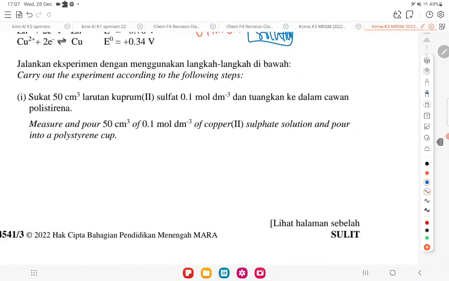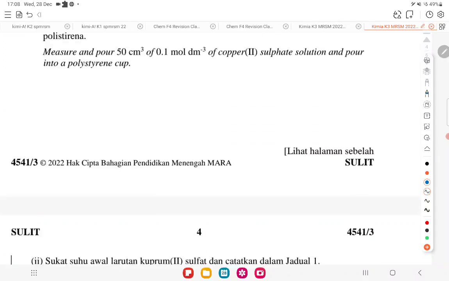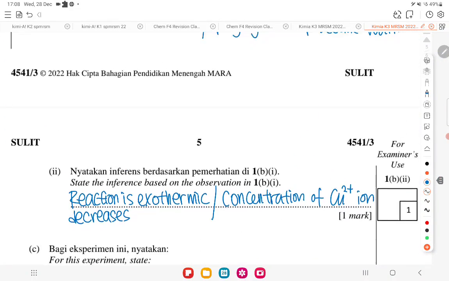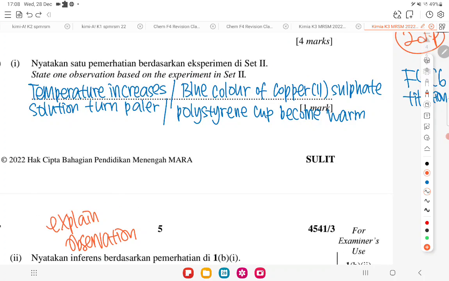The next part is this. In Paper 3, one of the very common questions they love to ask is this. Let's read the next question: what is the inference? Inference means you have to explain the observation. When you observe something, you need to explain why. For example, if you see the temperature increases, you must tell the examiner why. If you see the blue color become paler, you must tell the examiner why. And when you feel the polystyrene cup become warmer, why? You must be able to explain.